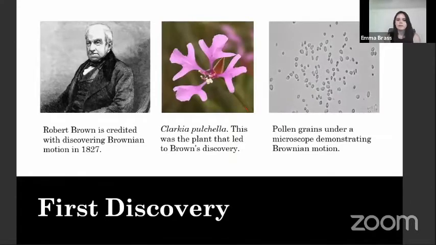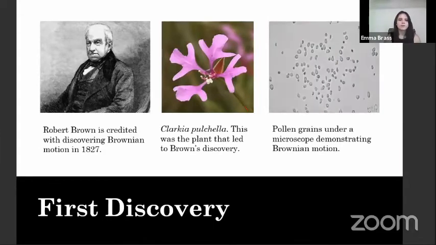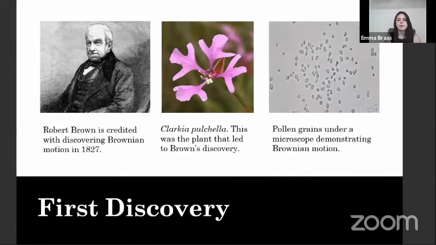Brownian motion was named after Robert Brown, who was an English botanist. And in 1827, he was studying the pollen particles of this plant right here, Clarkia pulchella. More specifically, he was studying how the pollen particles behaved in water. And he saw that they seemed to move randomly despite there being obvious forces acting upon them.